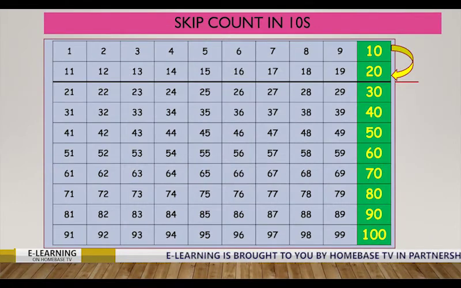Now on our next lesson, we are going to skip count in tens. We are now able to skip count in 2s, in 5s. Now we are going to skip count in 10s. On our screen, we have numbers ranging from 1 to 100. And we are going to skip every 9 numbers to get to our next skip count in tens.